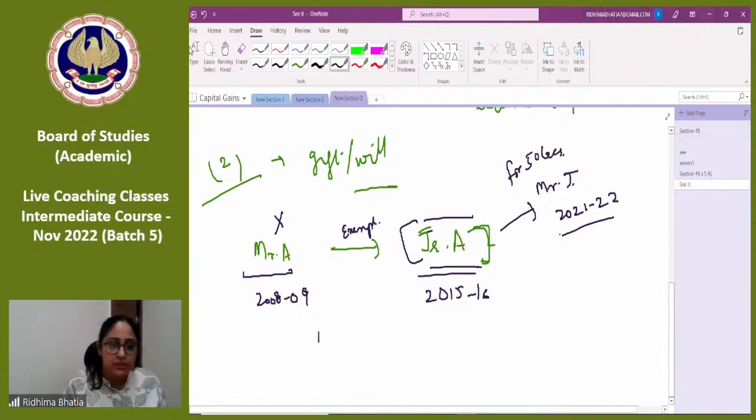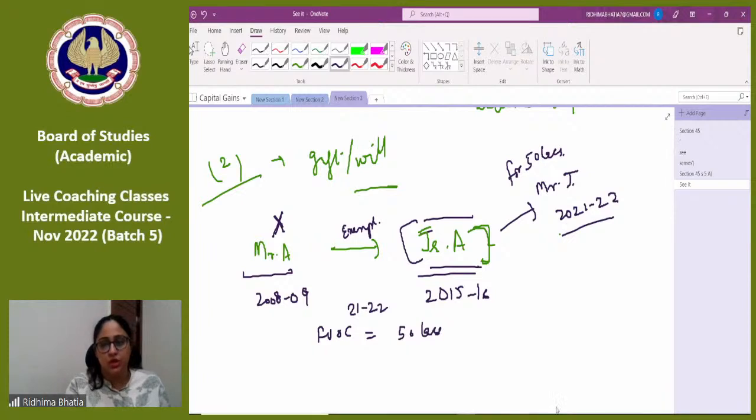Now, let's self-answer a few questions. What is the full value of consideration? Taxability will happen when? In the year 21-22, because that is when the property is actually sold. Mr. A, when transferring it to Junior A, nothing is taxable, okay? Because it is not a transfer. Full value of consideration, 50 lakhs.